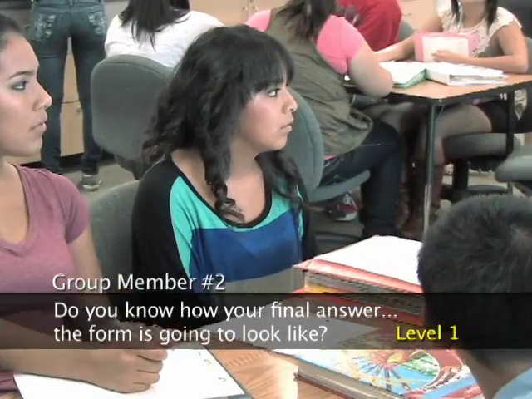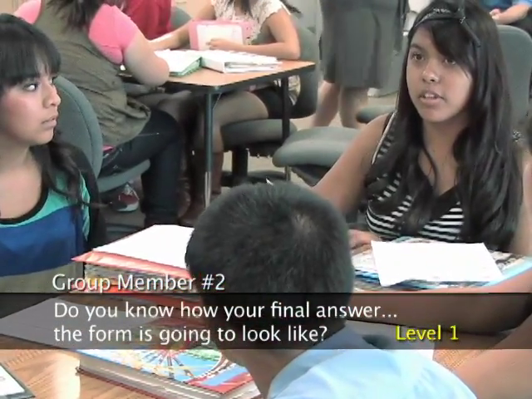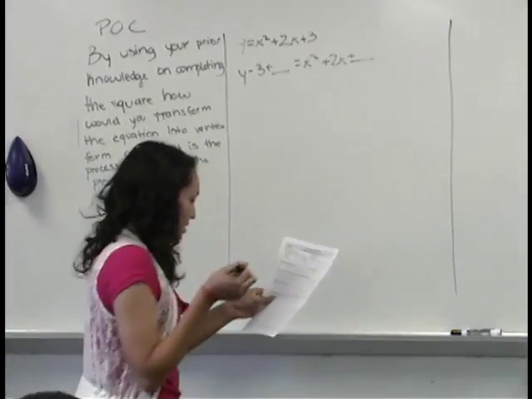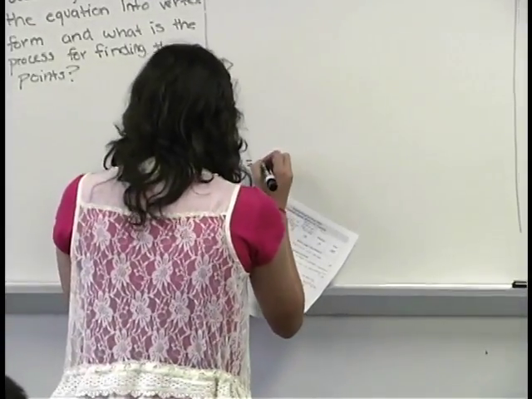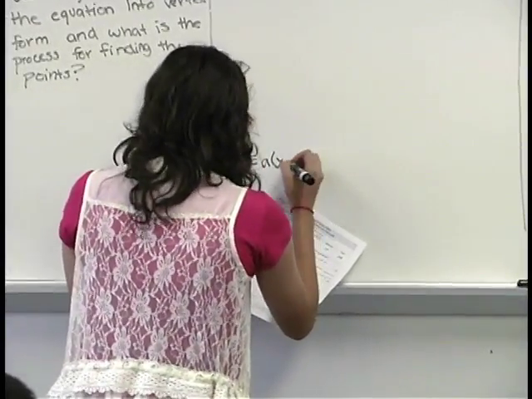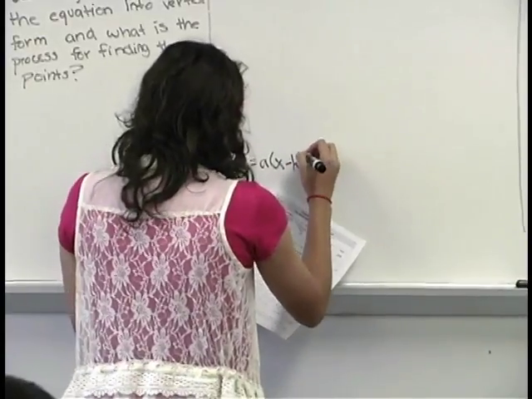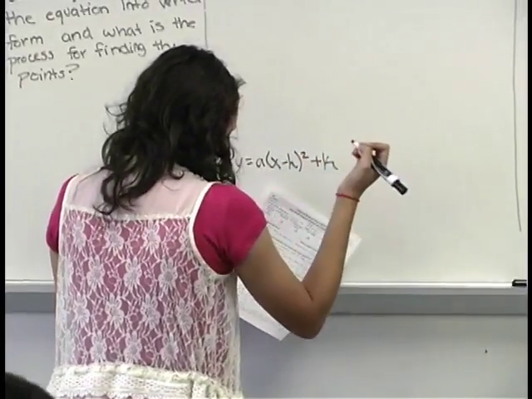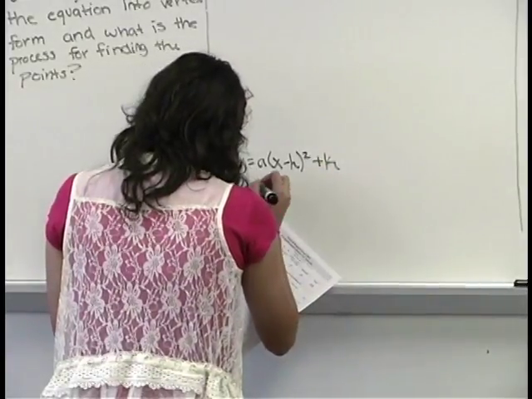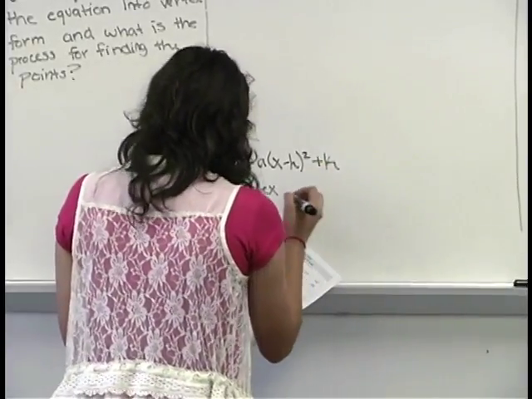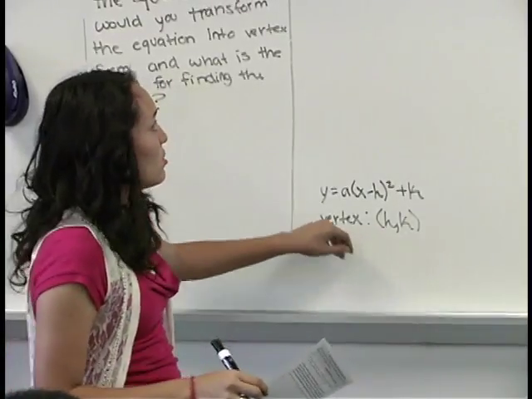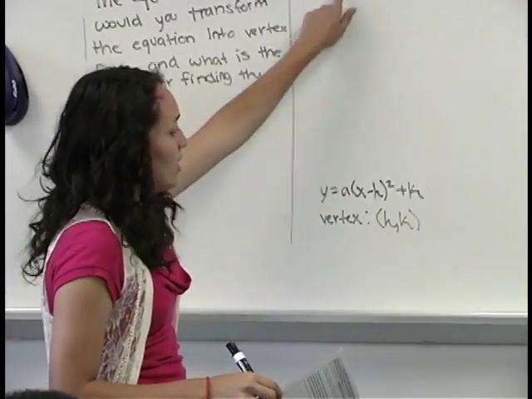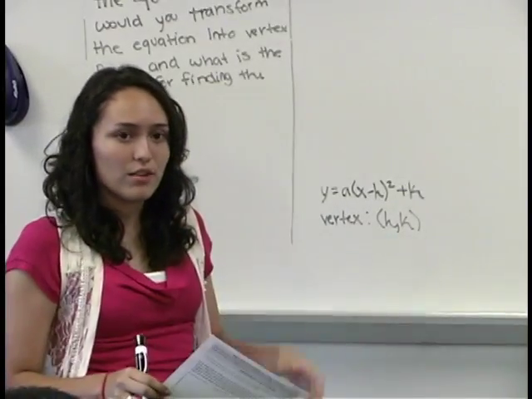And do you know what your final answer, the form, is going to look like? The vertex form? Yeah. So then how would we do that? How would we simplify number 4? This would be the equation that you use for the vertex form to find the answer to get the vertex, so you could plot on the graph.